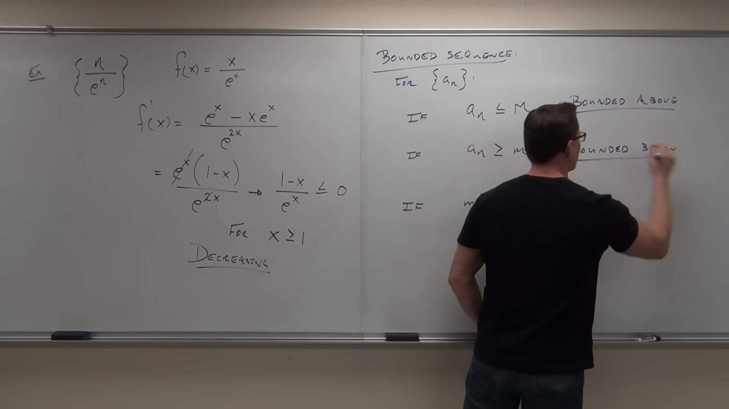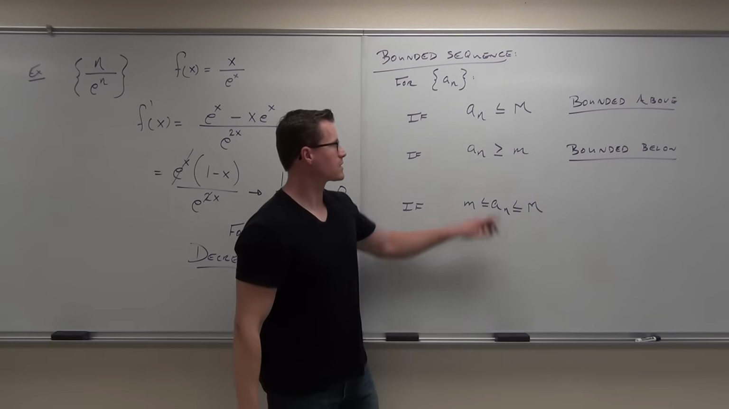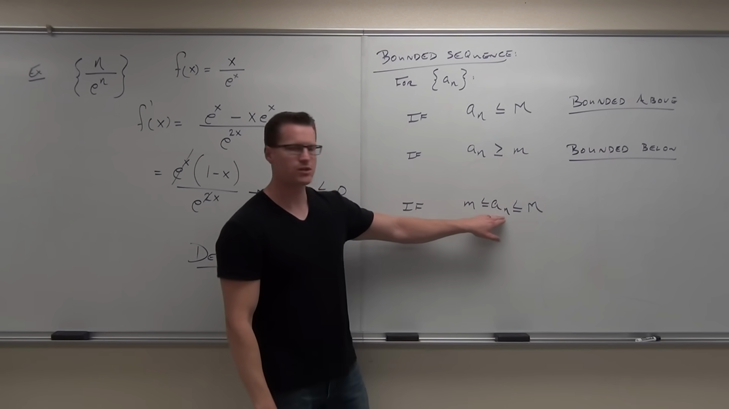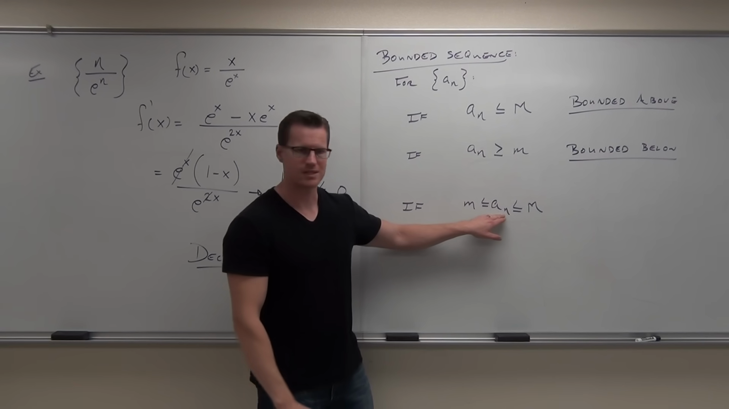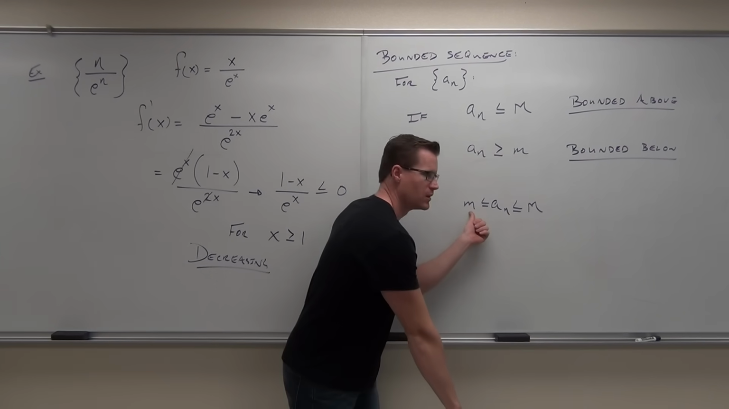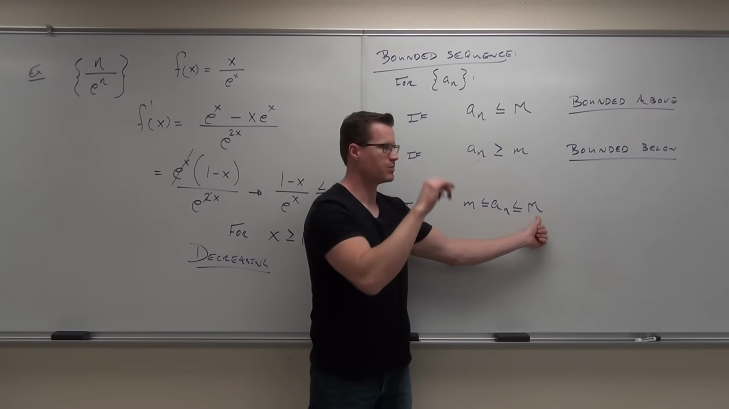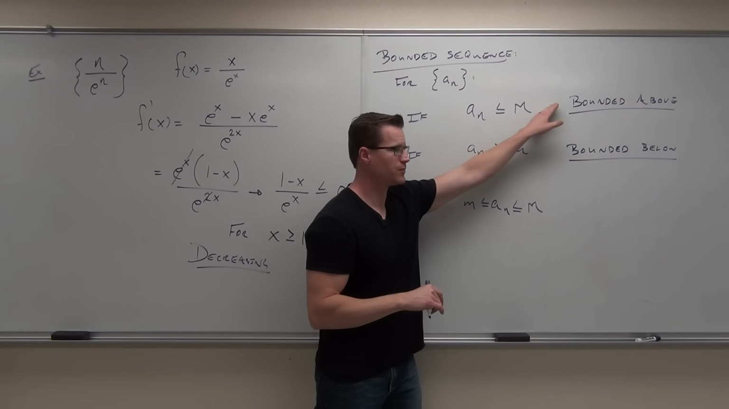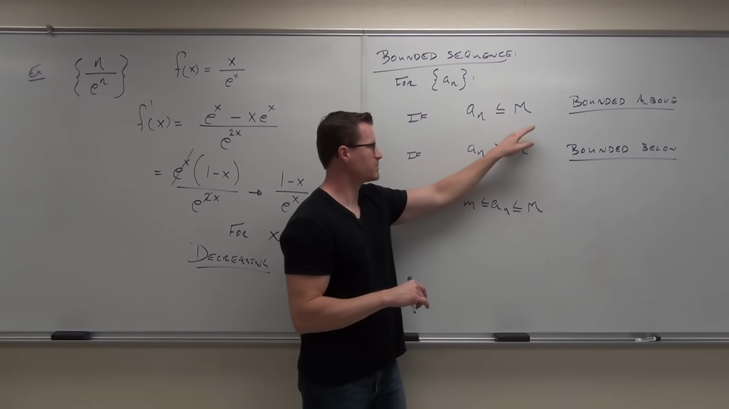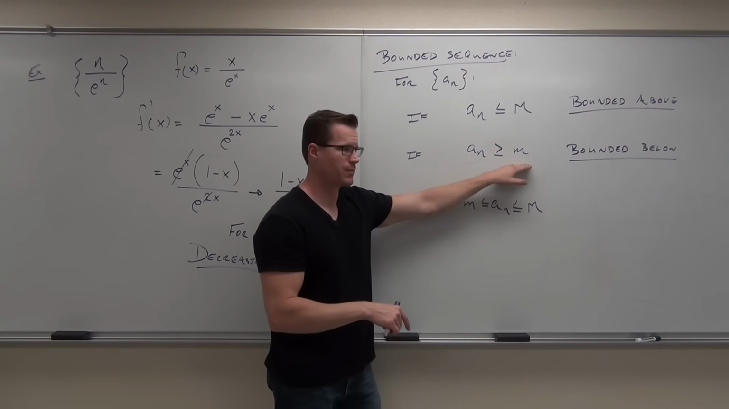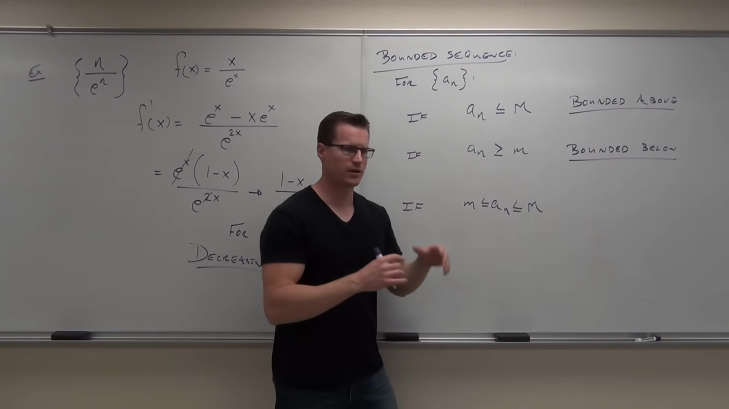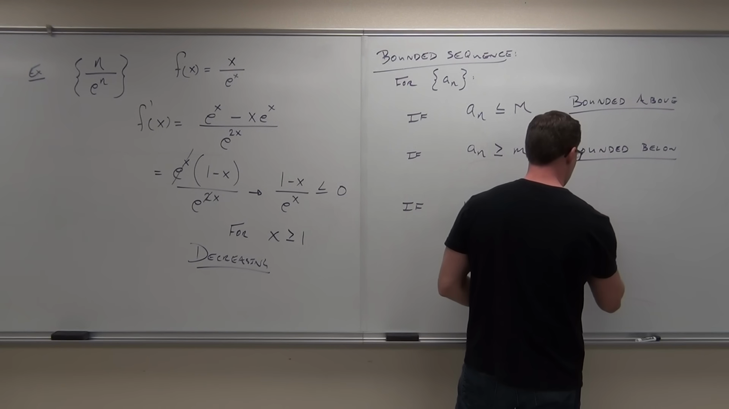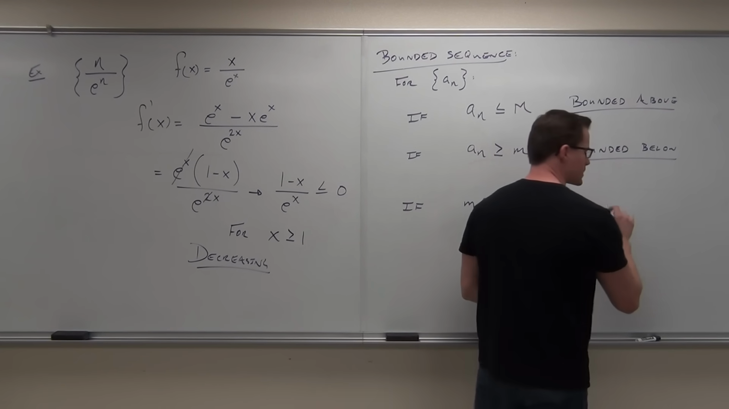Now, what if both things happen? Every term of our sequence is never smaller than this, but never bigger than this. So basically, it's bounded above, it never rises above M. It's bounded below, never goes below little m. We just say it's bounded. This would be a bounded sequence. It's sandwiched. Yeah, that's right. It's got a ceiling and it's got a floor.